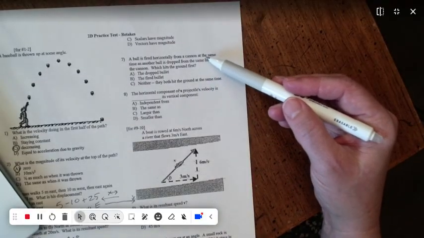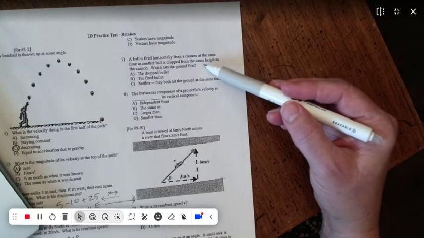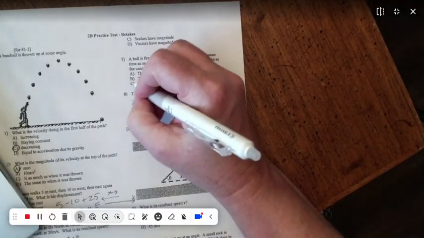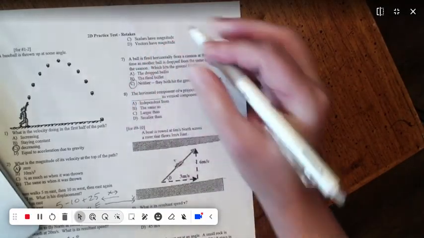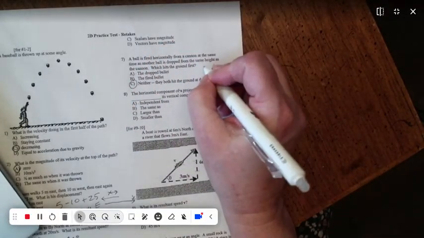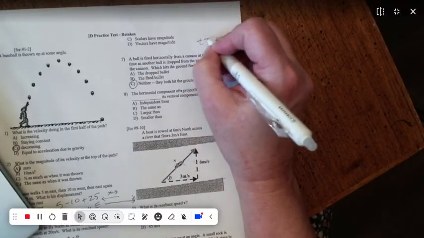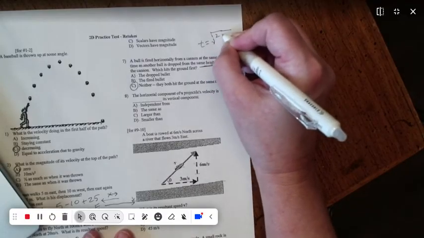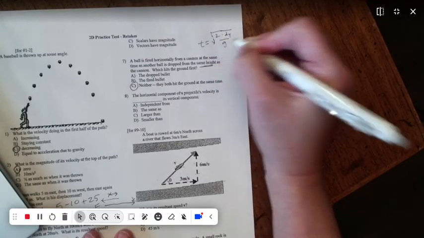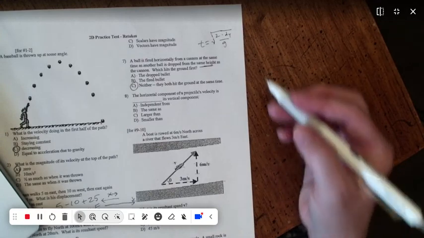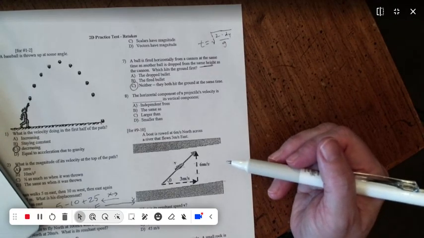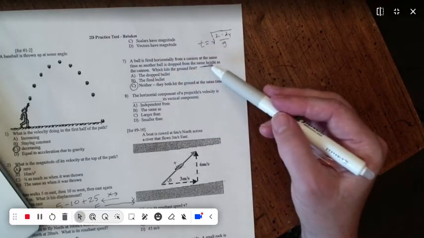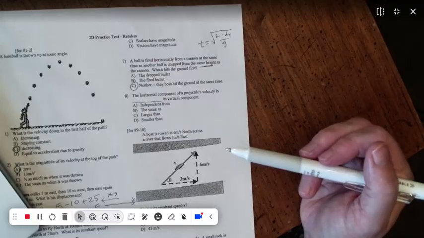A ball is fired horizontally from a cannon at the same time as another ball is dropped from the same height. Which hits the ground first? They will hit the ground at the same time. Remember, time in the air depends on height. That was this equation, t equals the square root of 2 times dy over g. Remember that one that we looked at a bunch of times? Height is what determines our time in the air, and even though one is fired, so it's got a horizontal velocity, and the other one's just dropped, they're at the same height.